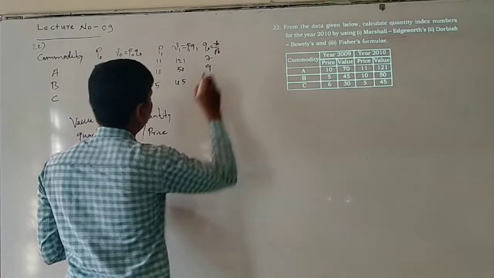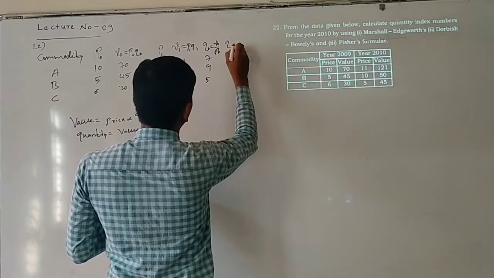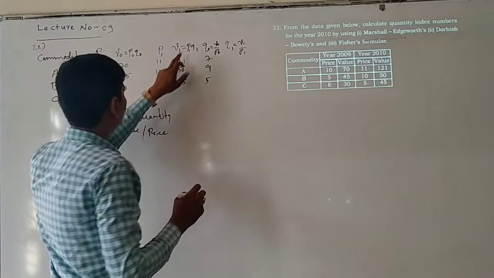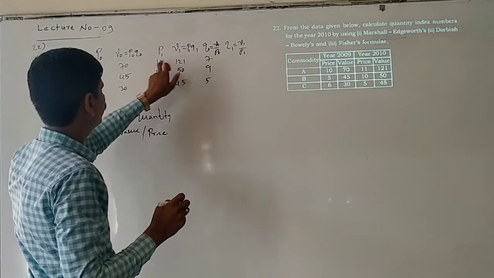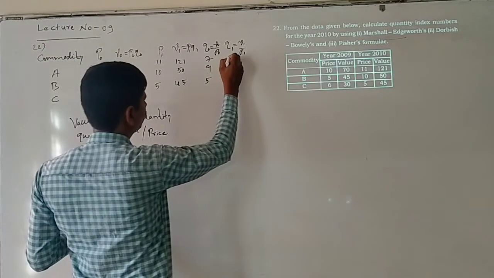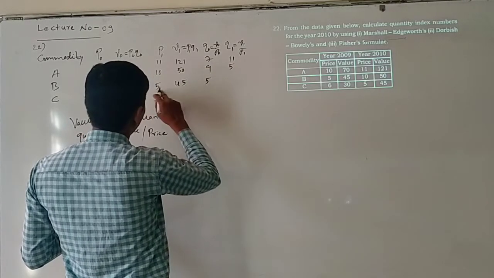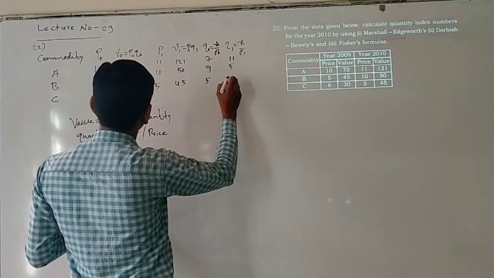Next we have to find Q1. Q1 equal to V1 by P1. That is 121 by 11 is 11. 50 by 10 is 5. 45 by 5 is 9.